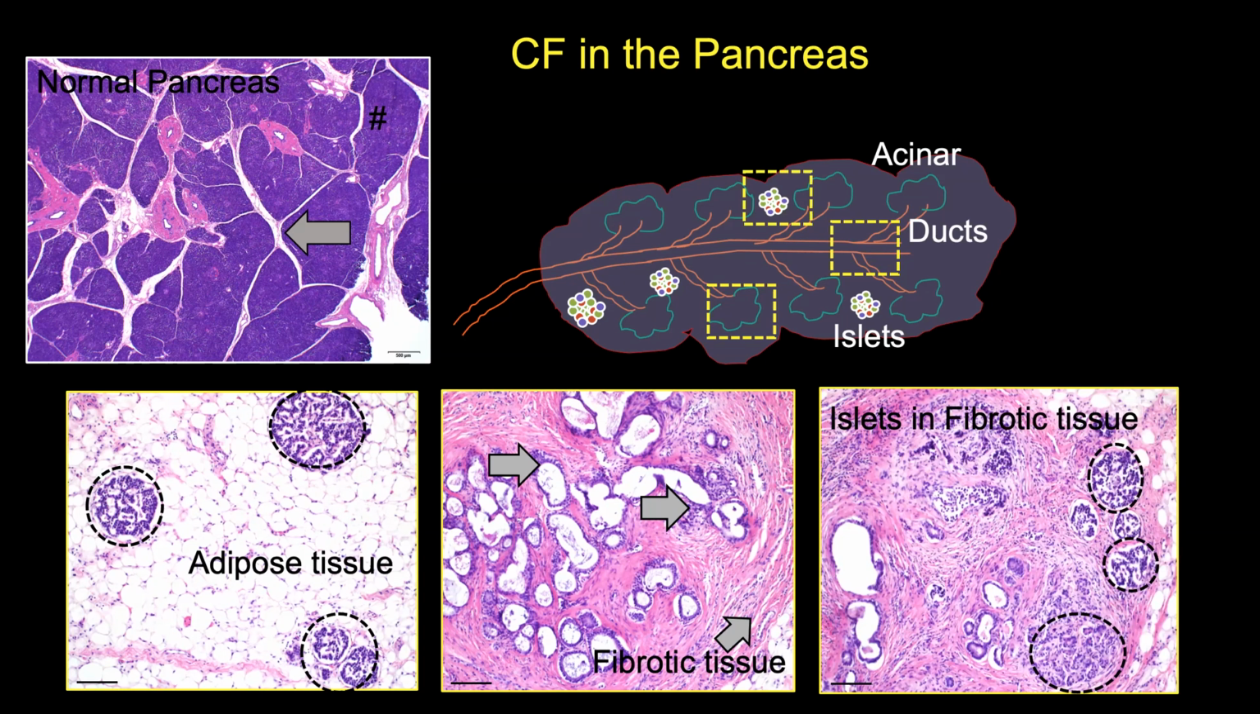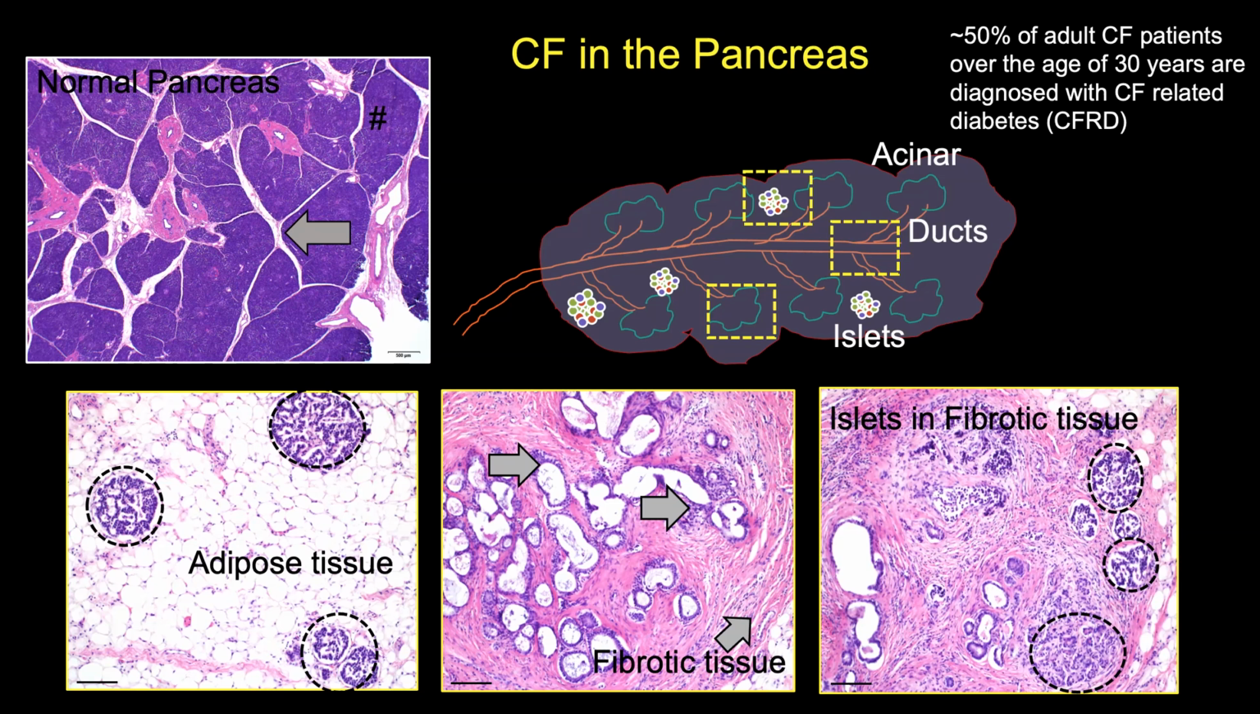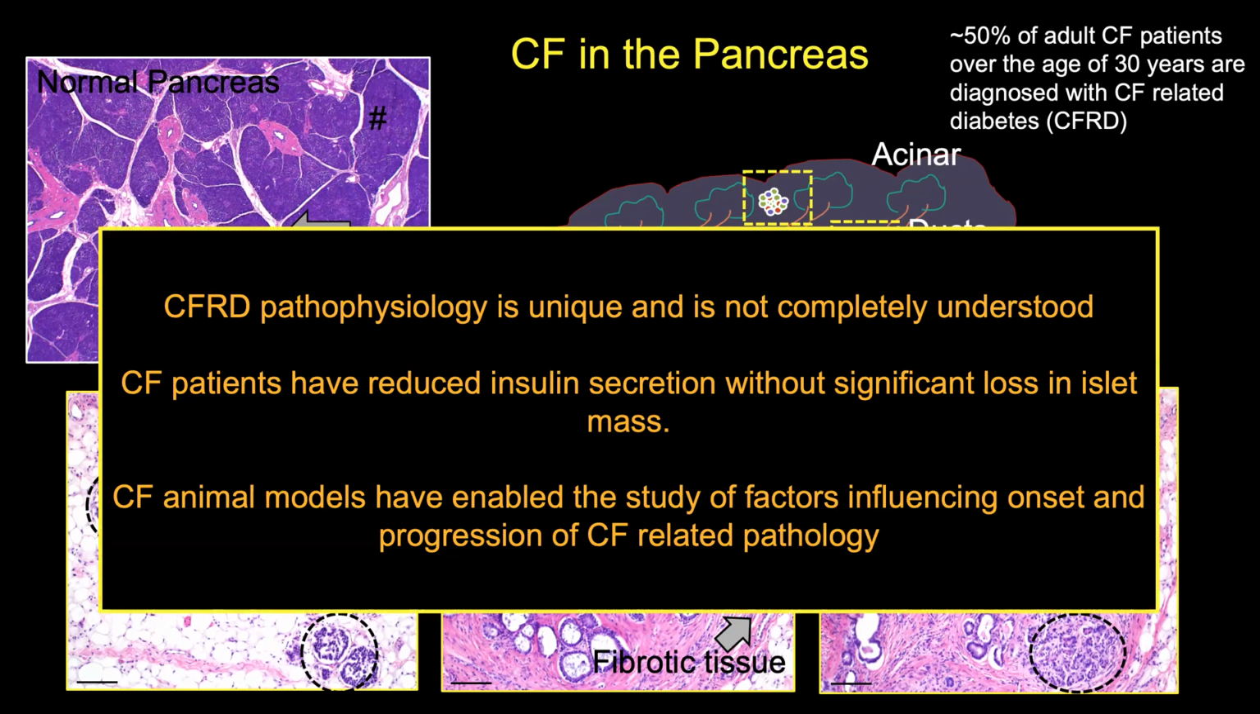As a result of CF-induced remodeling in the pancreas, about 85% of CF patients are pancreatic insufficient, and 50% of the adult CF patients about the age of 30 years are diagnosed with cystic fibrosis related diabetes, which will further be referred to as CFRD. Impairment in endocrine pancreas is postulated to be due to the bystander effect, which is primarily due to ongoing pancreatic and exocrine remodeling. However, in CFRD, pathophysiology is unique and not very well studied.